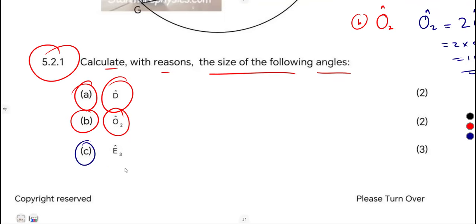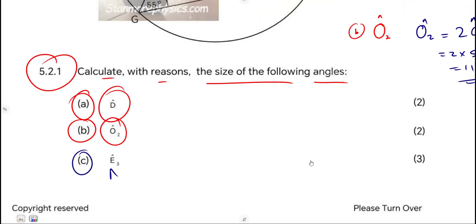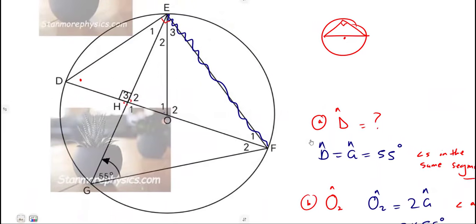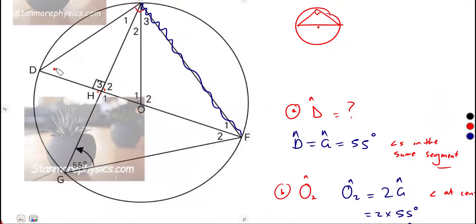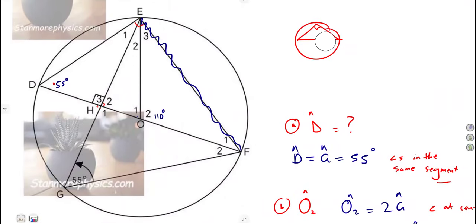5.2.1 part C, angle E3. Remember here we have got 55 degrees and 110 degrees. Then let's determine angle E3. This is where we have got E, and this is our angle E3 here. So what can we actually use? Remember, the whole angle here is what?